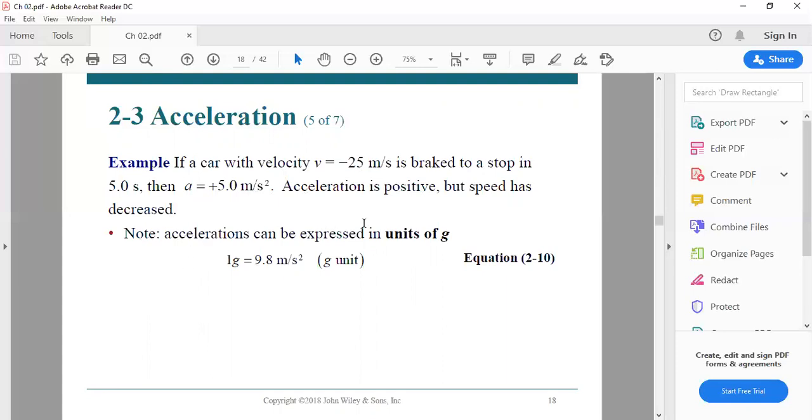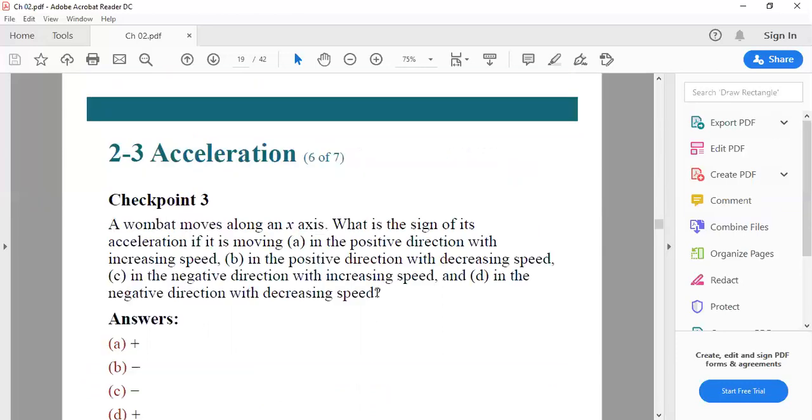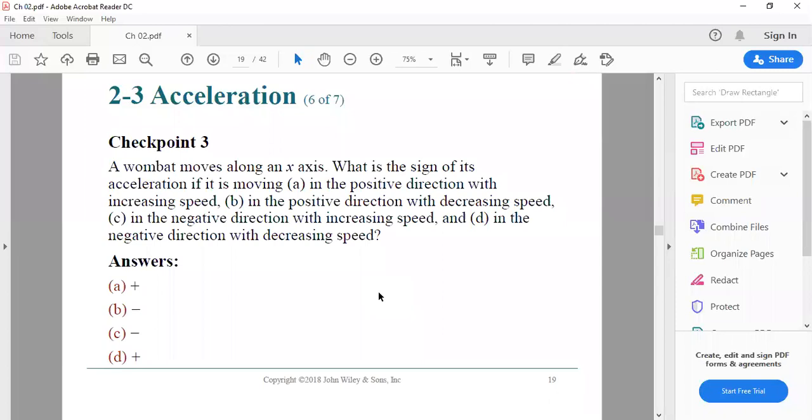So accelerations can be expressed in units of g. That can be convenient. A g is basically 9.8 meters per second squared, or g unit. So here's a checkpoint. You can go through this and decide what the answers are. Cross-check them with what you see here.